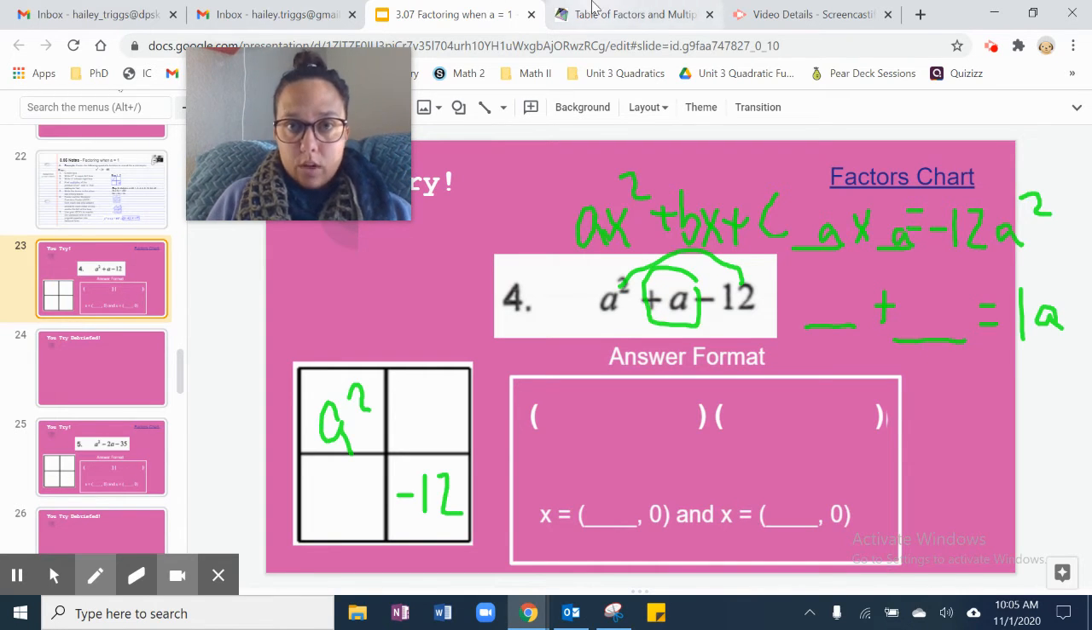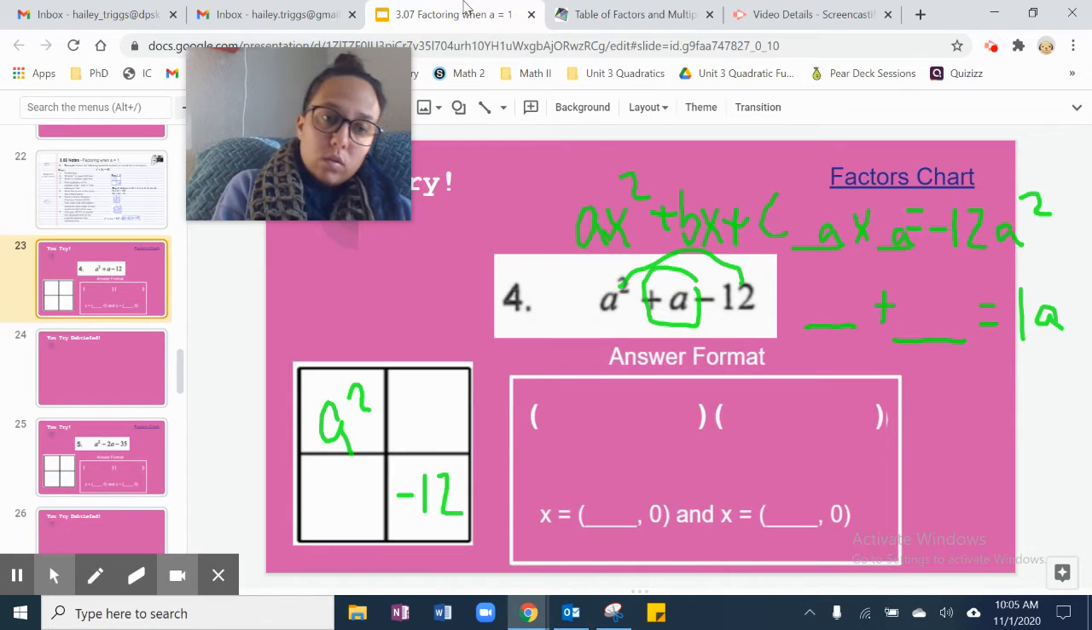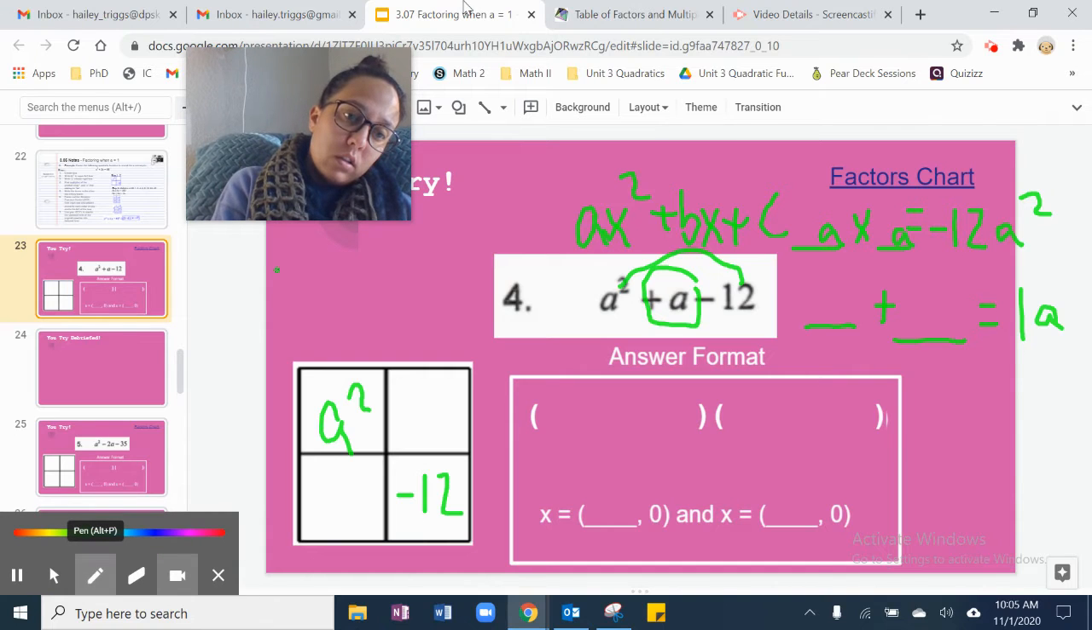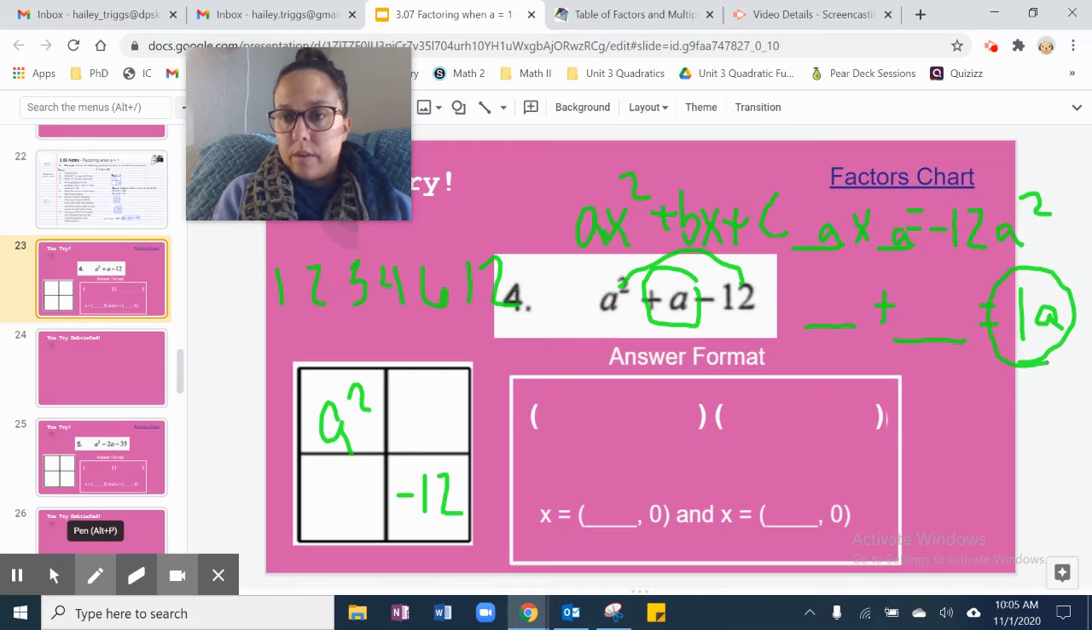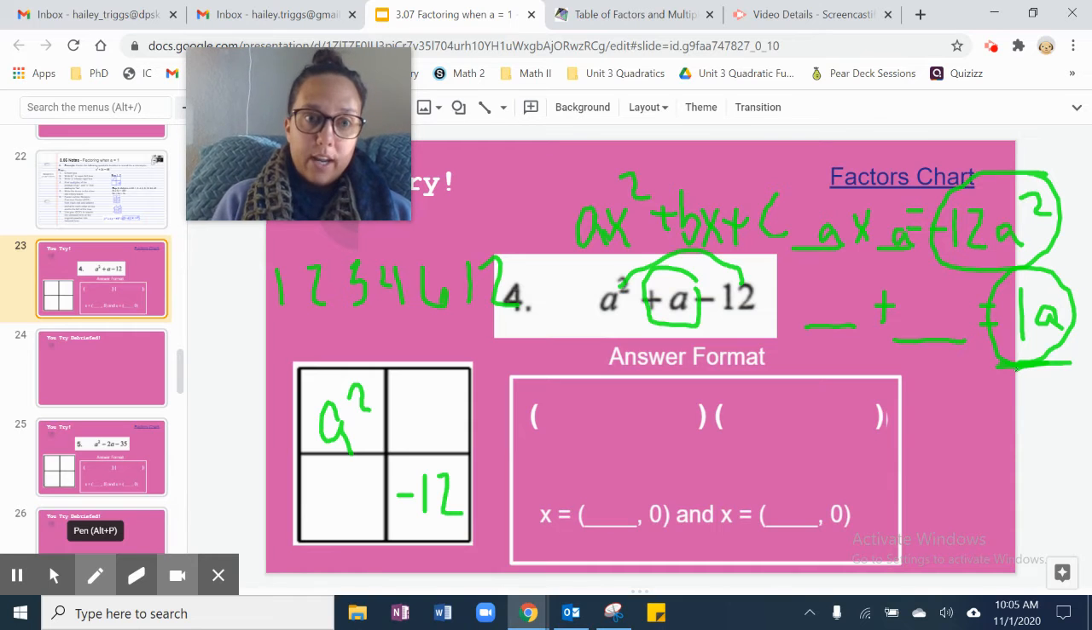So the factors of 12 are 1, 2, 3, 4, 6, 12. So if we want our ultimate result to be 1a, and we have negative 12a squared here, right? And we're multiplying to get that. So that means we have one positive, one negative answer. We want to choose numbers that are 1 apart so that they add or subtract up to 1a, right? So 3 and 4 are 1 apart, so we want to choose those guys.